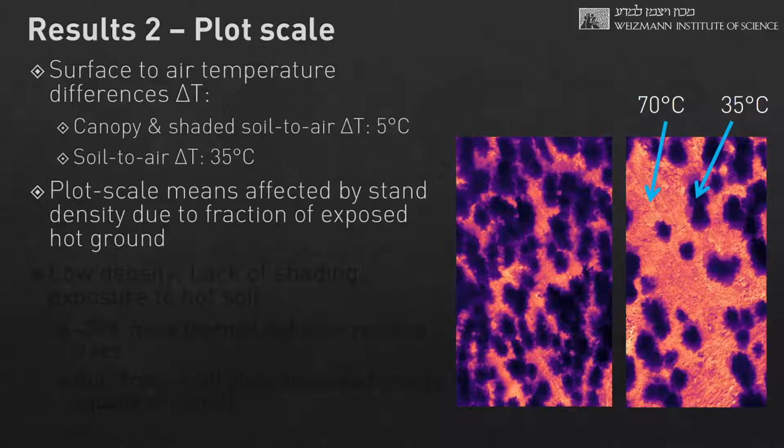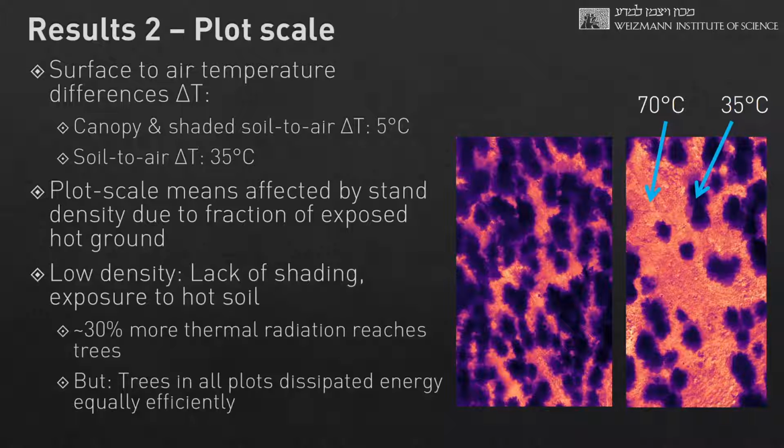And what this means is that plot scale means are typically affected by the stand density due to the fraction of exposed hot ground. Also, in low density treatments, the lack of shading and exposure to that hot ground meant about 30% more thermal radiation reaching the trees. But again, all the trees in the different plots and the different treatments seemed to dissipate energy equally efficiently, or at least to the same absolute temperature.